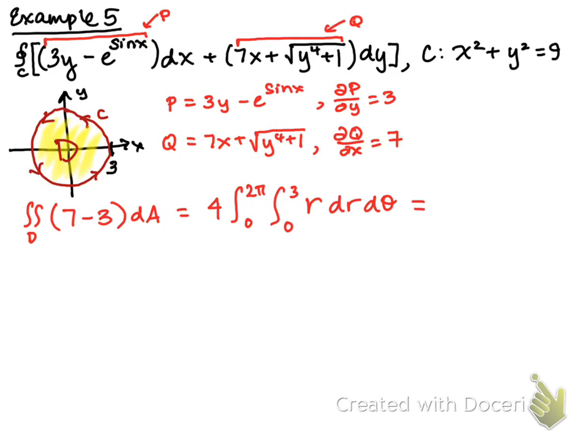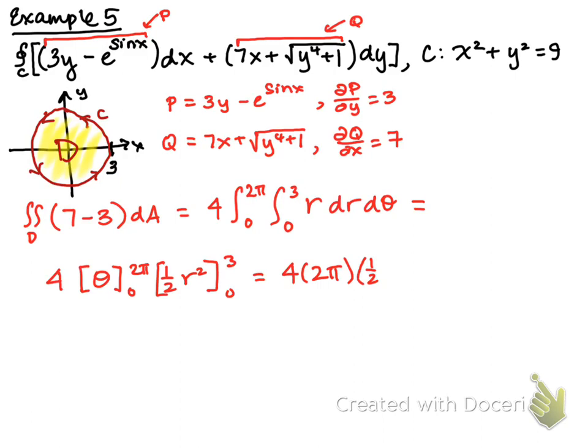Okay, so I have 4, and then I'm going to get a theta from 0 to 2 pi, and I'm going to get a 1/2 r squared from 0 to 3, which gives me 4 times 2 pi times 1/2, and then I'm going to get a 9 minus 0. So the 2 and the 1/2 are going to cancel, and I wind up with 36 pi.